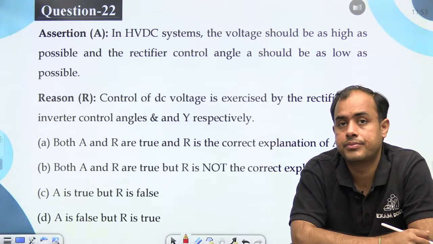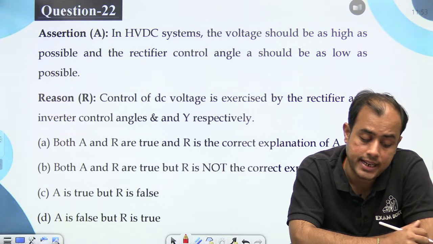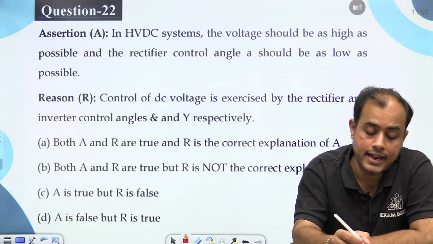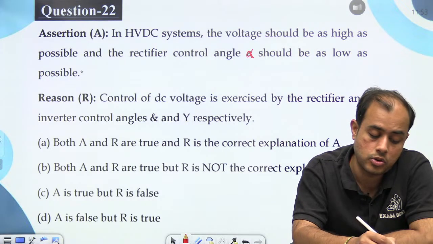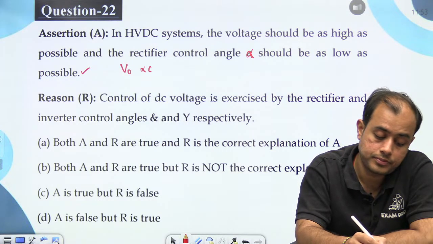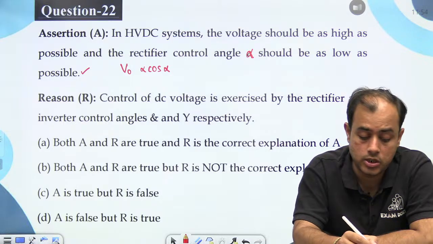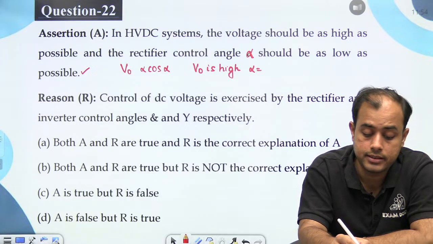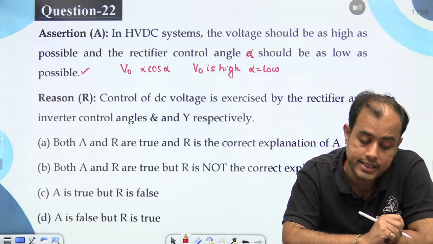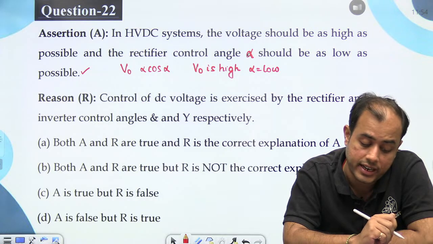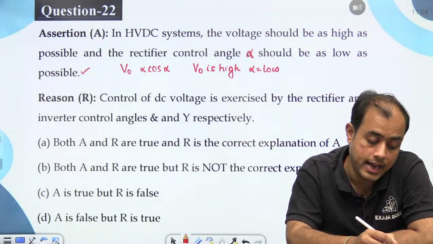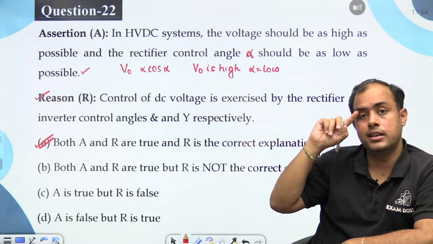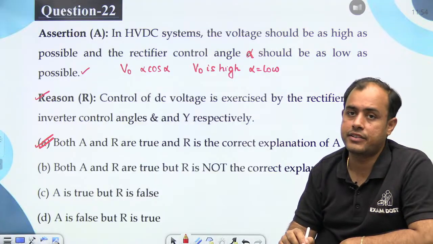ESE 2010. In HVDC, the voltage should be as high as possible and rectifier angle alpha should be as low as possible. So V naught is proportional to cos alpha. If V naught is high, alpha is low. Control of DC voltage is exercised by rectifier and inverter angle. Absolutely correct. And that is why at high voltage, alpha should be low, because voltage varies with alpha and gamma.